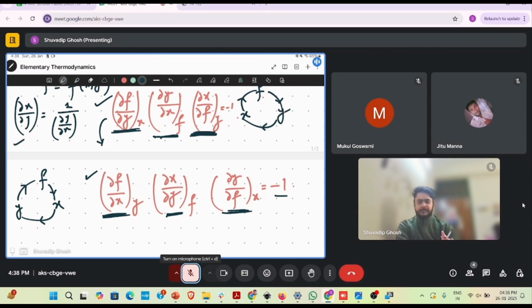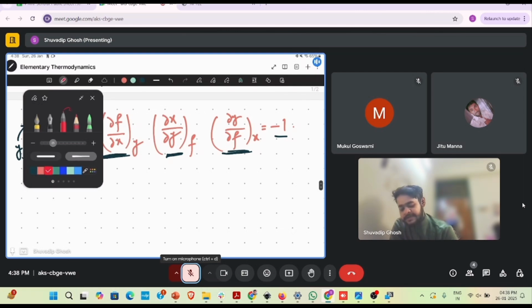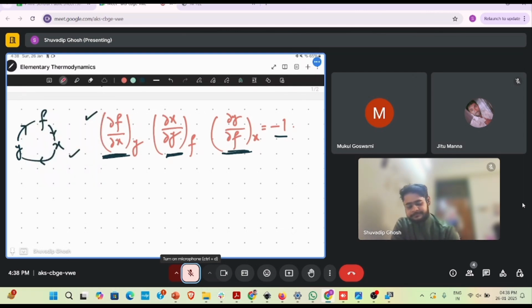So you have to stick to one form, either this or this. Write it on your own and then complete the loop: f x y, x y f, and y f x. Just like this. That's why I'm saying it is very important to remember. This is the well known trick, and it is valid everywhere.